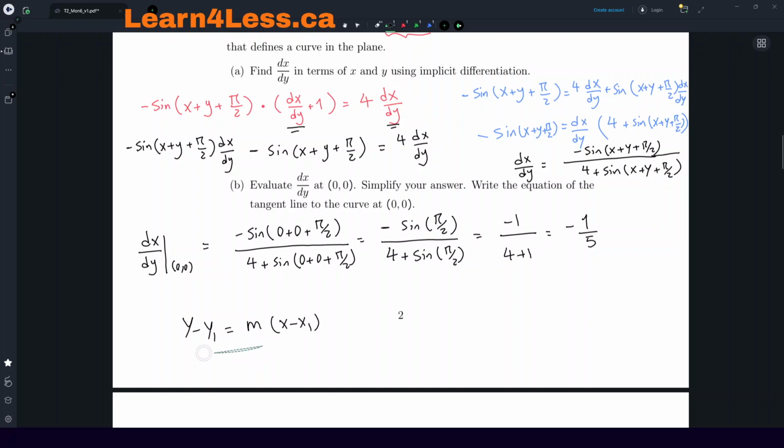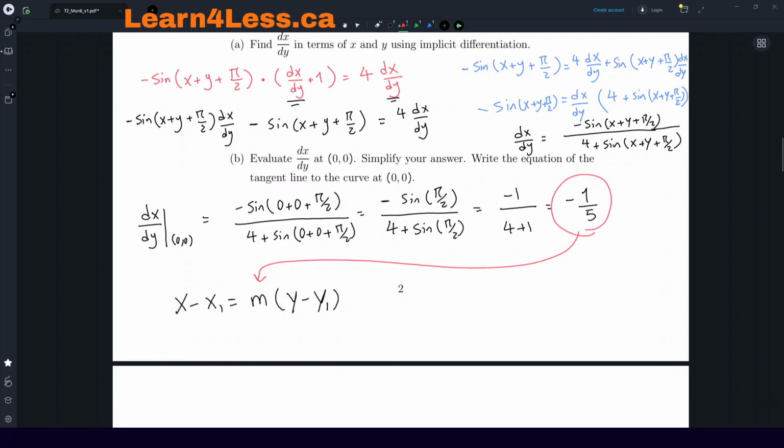Or how can you do that? It's simply thinking that x and y's are swapped. So you can write it this way. x minus x1 is equal to m times y minus y1. And now this m here is what you have. This is dx over dy.